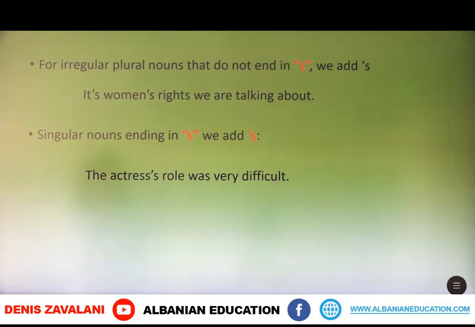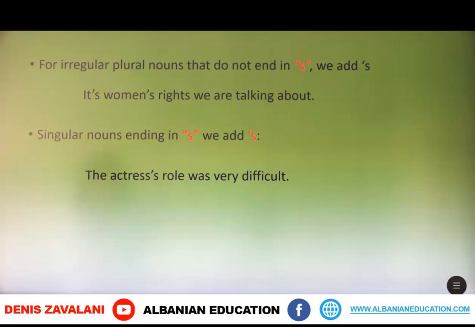For irregular plural nouns that do not end in S, we add apostrophe S. You do remember the irregular nouns, right? For example, it's woman's right we are talking about. Woman, it's an irregular noun, and we just add apostrophe S to show the genitive case.